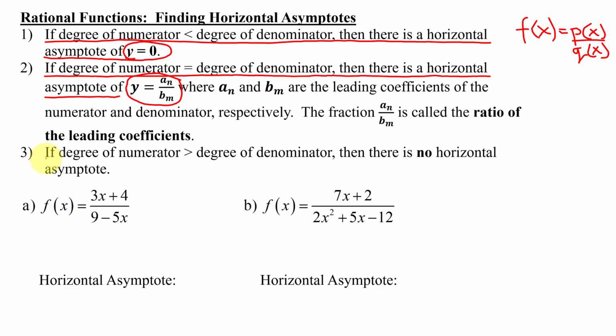And finally, we have the case if the degree of the numerator is greater than the degree of the denominator, then there is no horizontal asymptote.